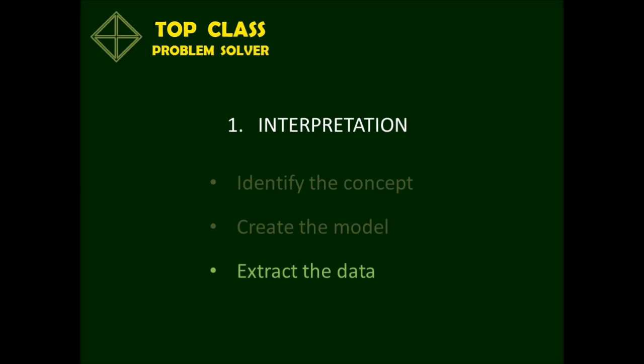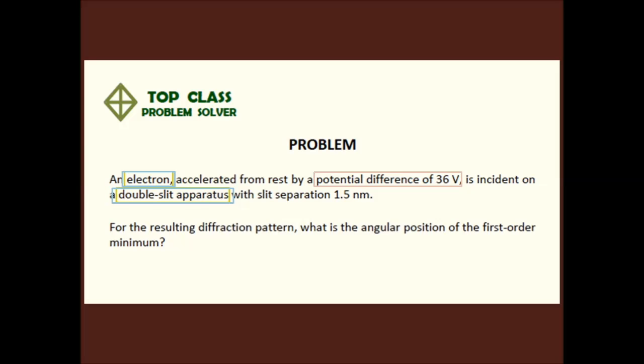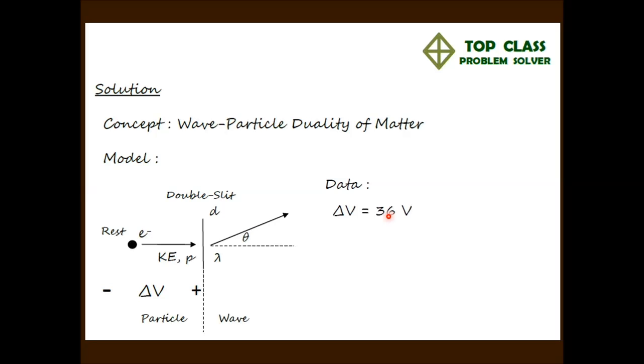The third step of the interpretation is to extract the data carefully from the problem. We are told that the electron is accelerated from rest through a potential difference of 36 volts. So we write delta V is equal to 36 volts. Because the particle is accelerated from rest, we can right away write down that the kinetic energy of the particle immediately as it reaches the double-slit apparatus is 36 electron volts.